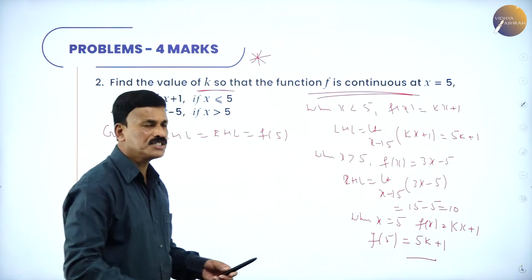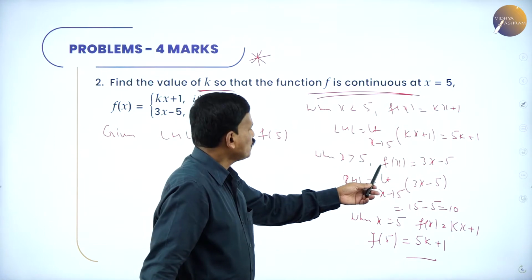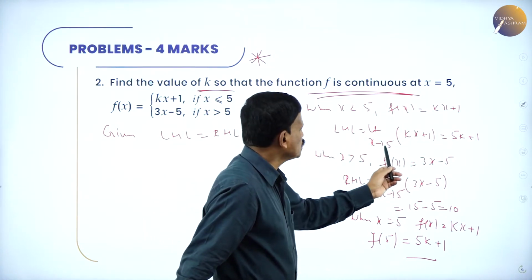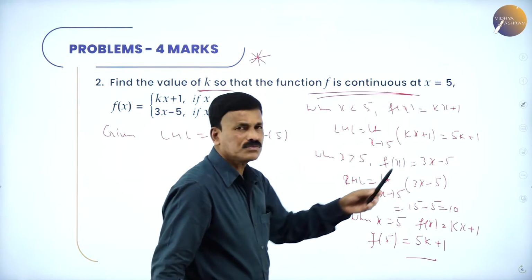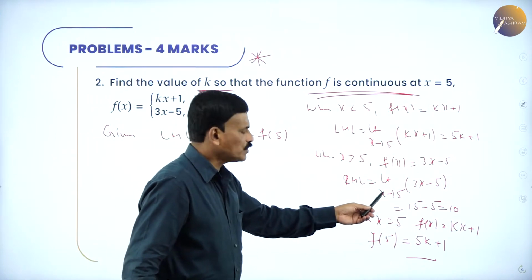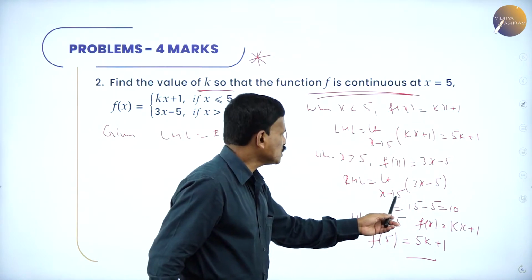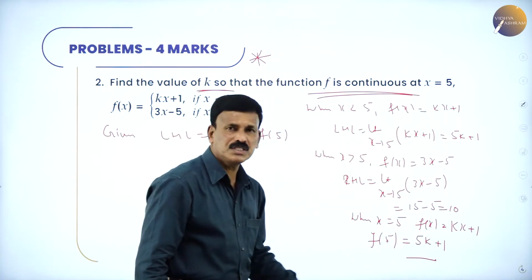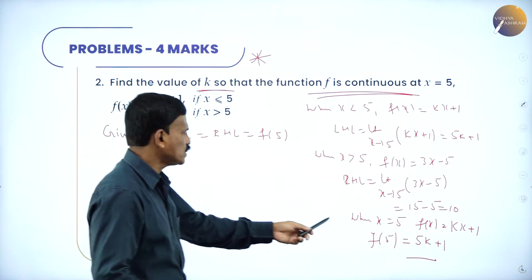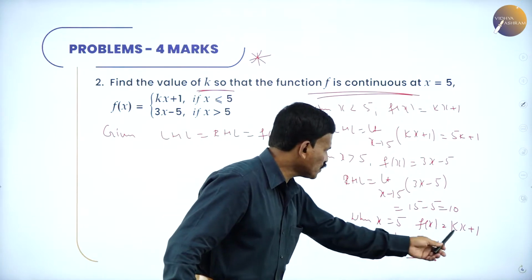Right. Okay, listen. When x is less than 5, f of x is equal to kx plus 1. The left hand limit we are going to get is limit x tends to 5 of kx plus 1, put x equal to 5, so 5k plus 1. When x is greater than 5, f of x is equal to 3x minus 5. You are going to get the right hand limit, limit x tends to 5 of 3x minus 5. Put x equal to 5: 5 threes are 15 minus 5 is 10. When x is equal to 5, the functional value f of x is equal to kx plus 1. So, f of 5 is equal to 5k plus 1.